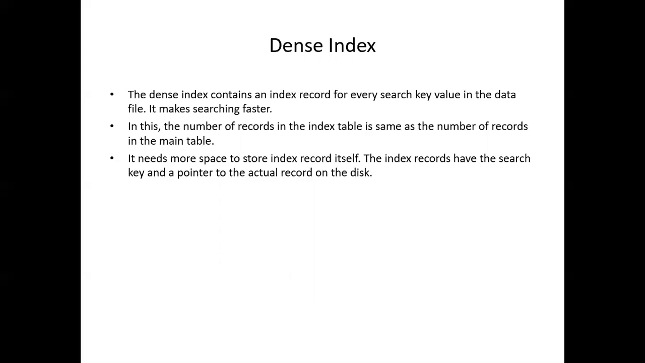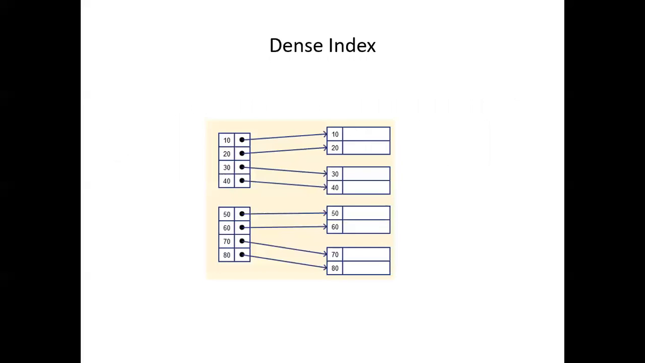In dense indexing, the key field of the main file is not mandatory to be in sorted order. The main file's key field can be in unsorted order, so we need to maintain an index table with the same number of records as the main table. So this is an example of dense indexing. Every pointer points to the location in the main table.